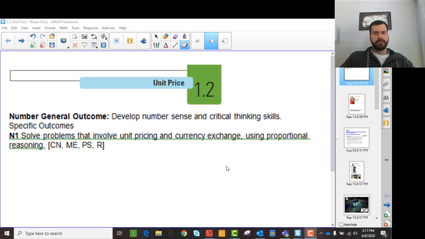We're going to discuss unit pricing with you today, and the general concept is from the number general outcome, which says you're supposed to be developing number sense and critical thinking skills. And the outcome that we're dealing with today is specifically N1, which says that we're supposed to be able to solve problems that involve unit pricing. All right, we're going to get to the currency exchange later, but we're going to look at unit pricing. So what is unit pricing is the question.